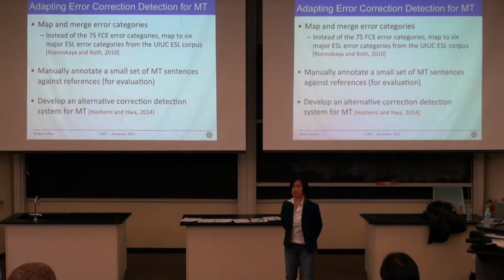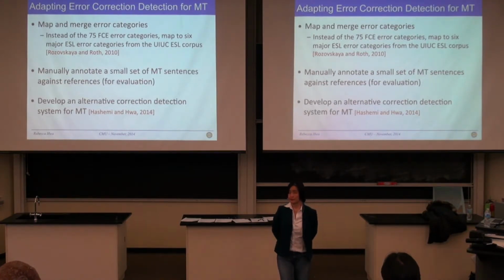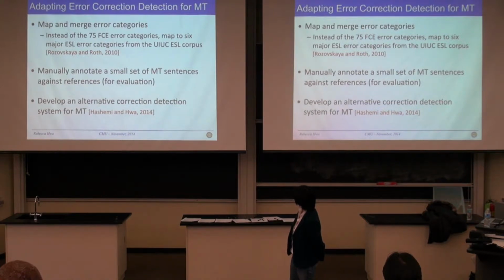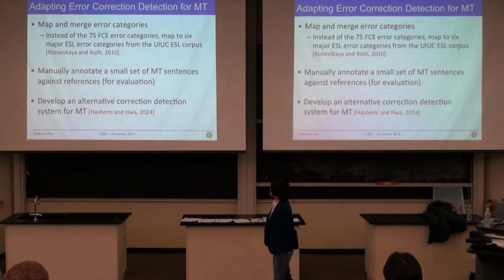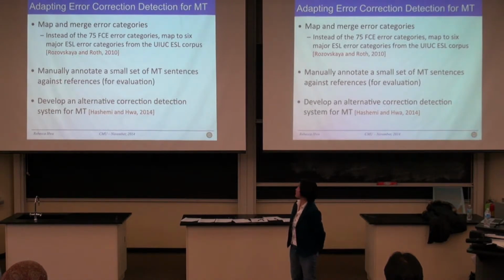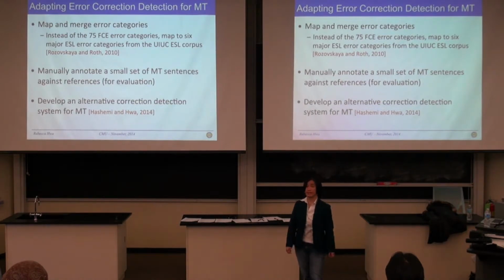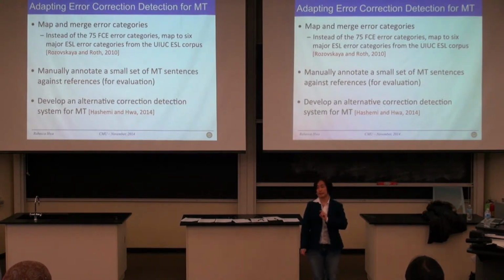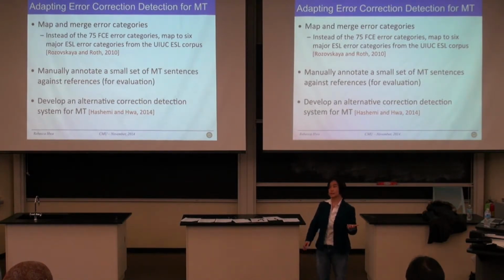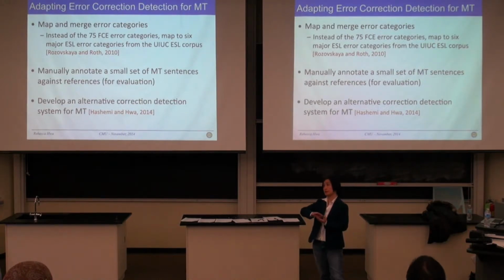First, we just reduced the number of categories. Instead of the very fine-grained 75 categories, we ended up using 6 major ESL categories that made sense for an MT setting that was used in the UIUC ESL corpus. It's a much smaller annotated corpus, but it's mapped to these 6 categories. And the nice thing about that is that the people who prepared the work, Rozovskaya and Roth, have also done studies on the users. So we also know what this ESL student's error distribution is like for each one of these cases.